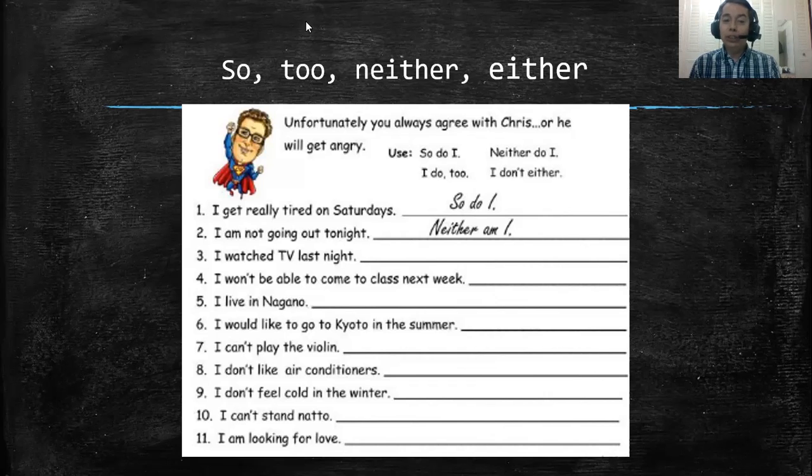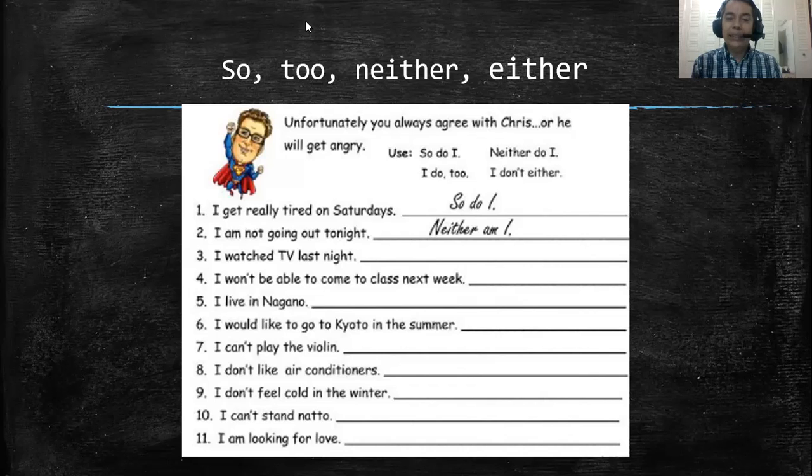Number four, please. I won't be able. Ah, won't is future, right? Es futuro. Okay, Alan, que ahora sí me puede escuchar, Alan. Quizás ya se desconectó. Okay. Felipe, help me, Felipe. Yes, teacher. The sentence is in future, right? I won't, and it's negative. I won't be able to come to class next week.